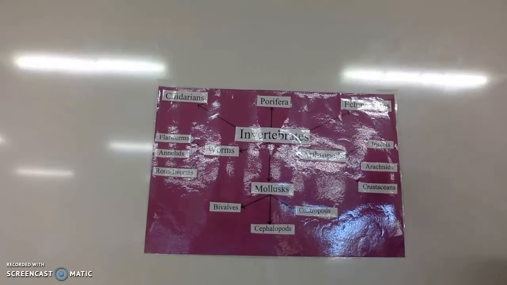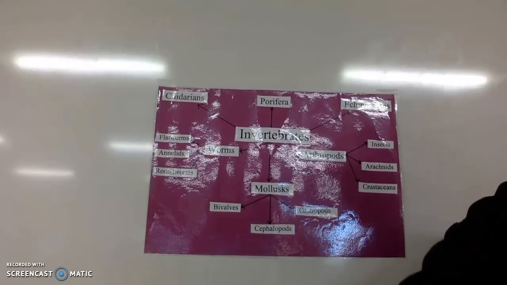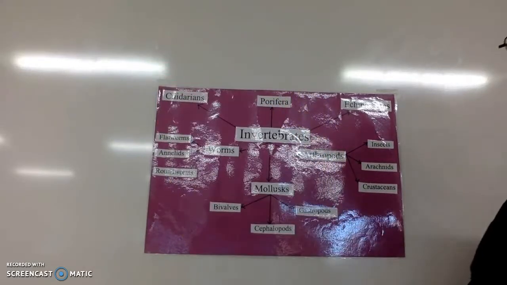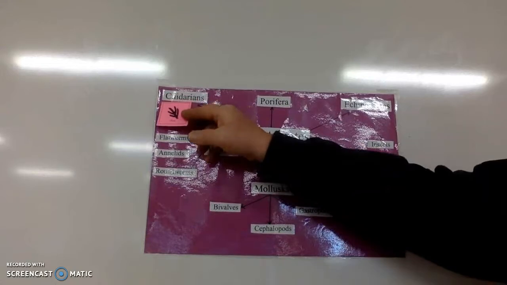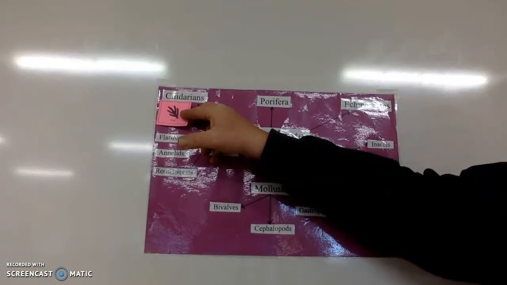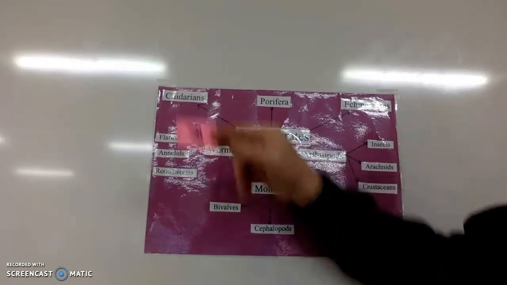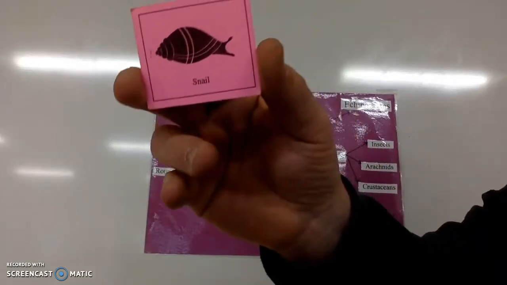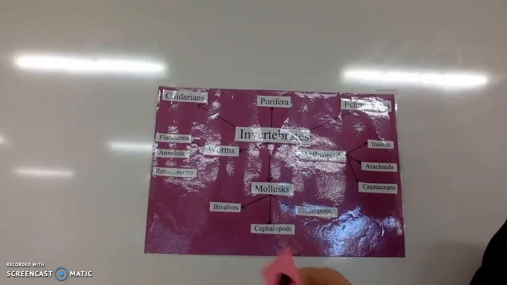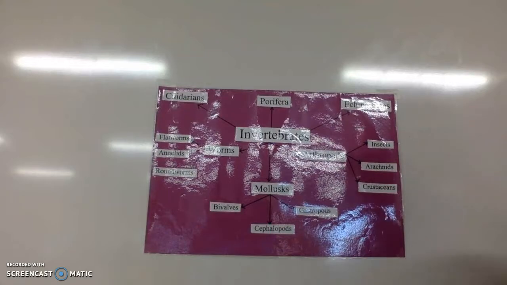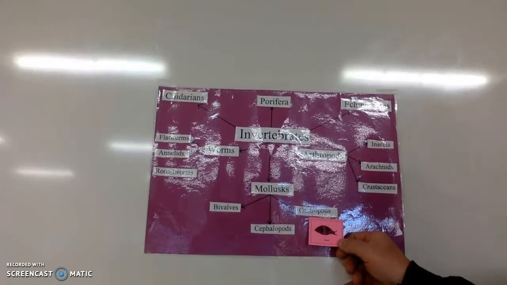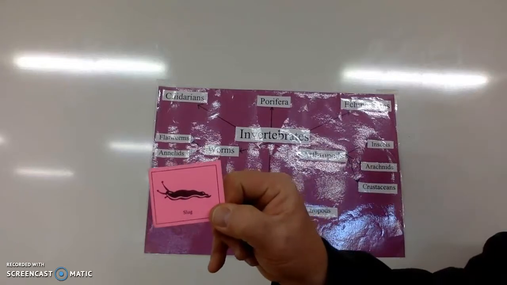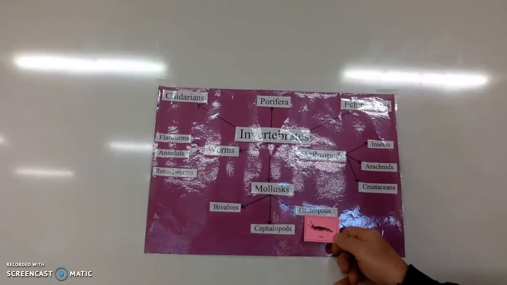Our next one is coral. Coral is one of those that belongs in the cnidarian section. It has stinging cells. A snail. The snail walks on its stomach, so that's a gastropod. A slug is also a gastropod.